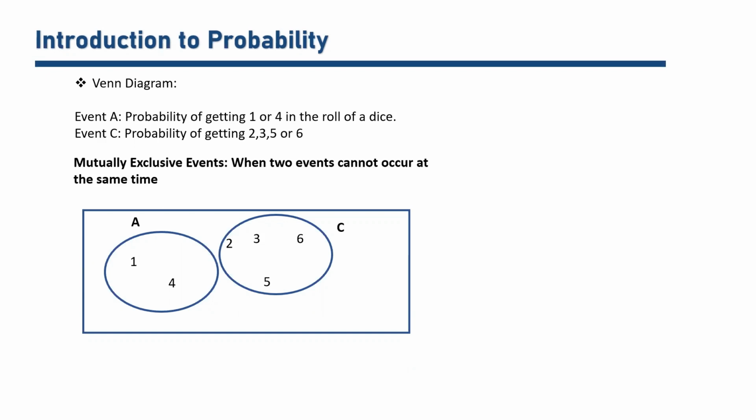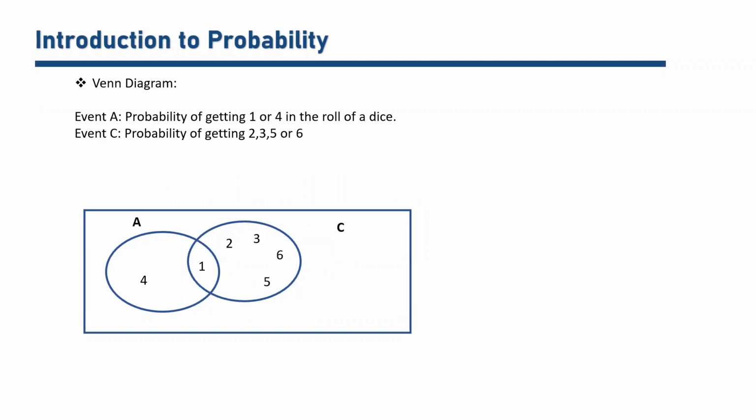Now, what are mutually exclusive events? When 2 events cannot occur at the same time. When you roll a die, you won't get a 1 and a 3. If you have only 1 die, you cannot get a 1 and a 3. You can either get a 1 or you can get a 3. So these are mutually exclusive events. We'll get into the real example in the subsequent slides.